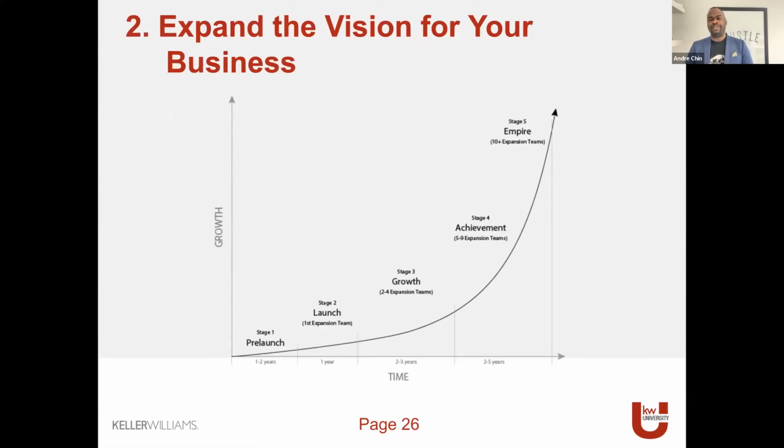Now, the second, when we talk about expanding the vision of your business, you'll see how Gary has laid out the growth and the pipeline. We've seen this hockey stick curve time and time again. This isn't new, but Gary has applied it to our businesses where he says, okay, stage 1 is going to be pre-launch, 1 to 2 years. Stage 2 is going to be launch, which is your first expansion team. Stage 3 is going to be growth, where you're going to have 2 to 4 expansion teams. Then you're going to move into achievement, which is 5 to 9 teams. And if you can get 10 or more teams, then you start to build what's called an empire.